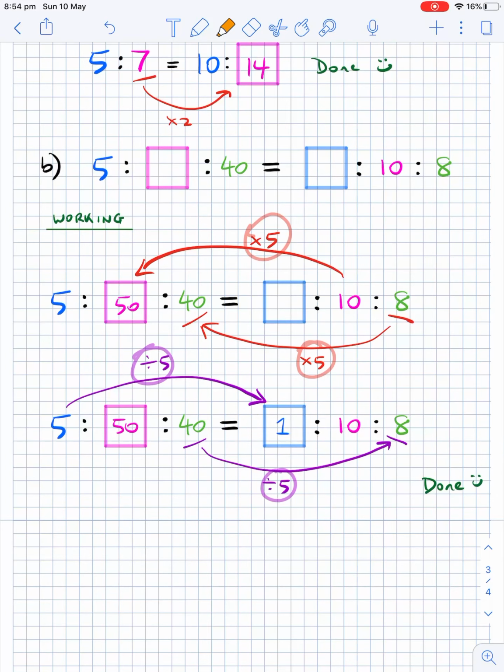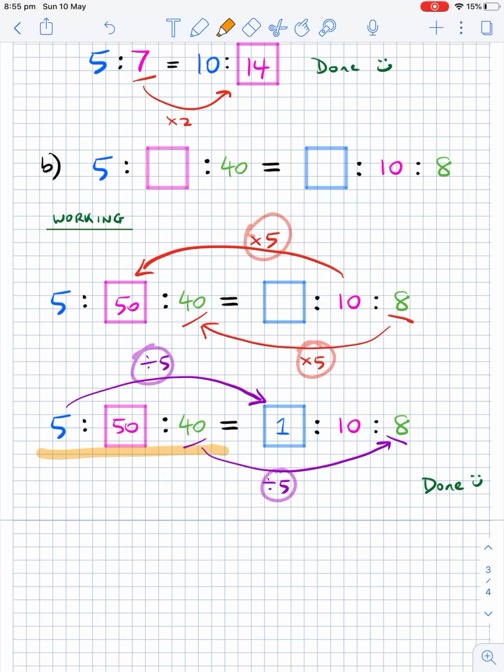For the blue box, we can go from this ratio back to this one. We can see that our 40 got divided by 5 to go this way. So 40 divided by 5 gives you our 8. So we have to do the same thing, divide by 5, to this 5 to figure out what our blue box is. Okay, so 5 divided by 5 equals 1, and so we get our answer. This pink box is 50 and the blue box is 1. Completed. That ratio there is exactly the same as this ratio.